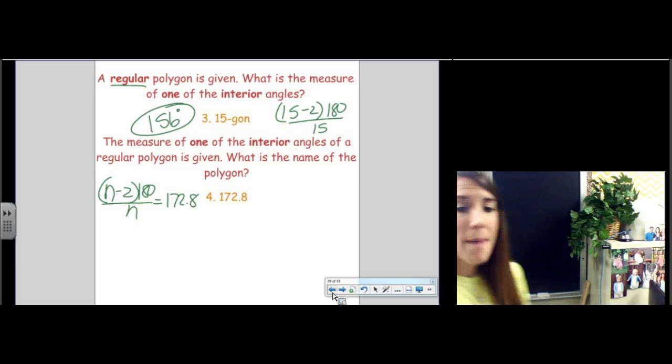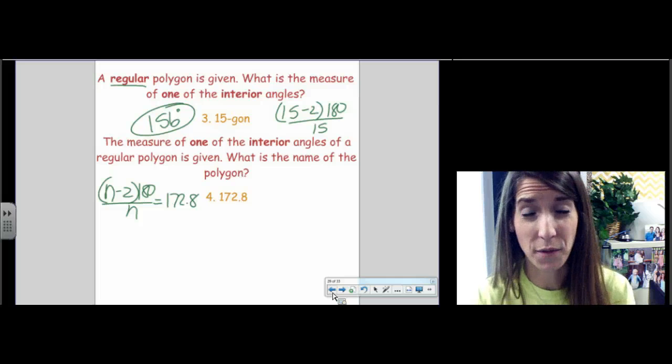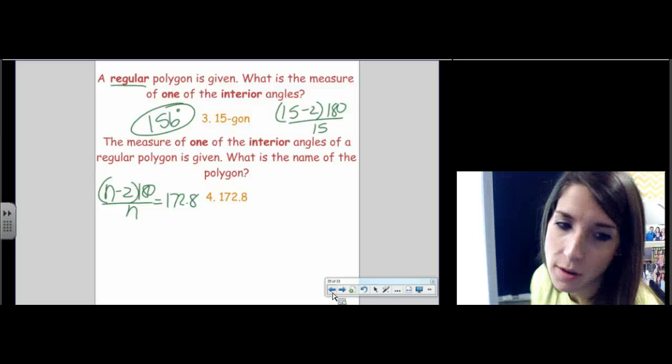Now, I bet some of you could solve for n, but I bet some of you have no idea how to solve for n. And it's not easy to solve for n in that problem. It's not easy to isolate n unless you really know your algebra. So I suggest you don't do it that way. I have another way to show you.